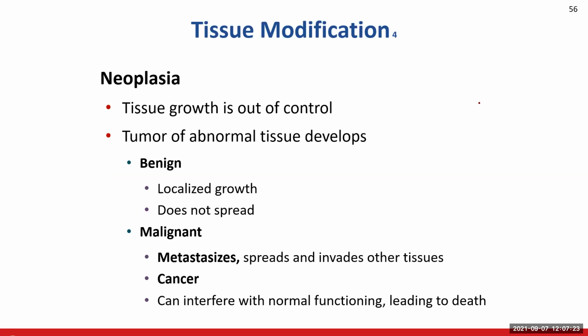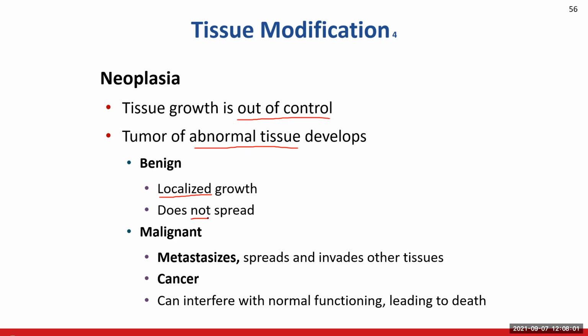And then there's the last type of tissue modification, neoplasia. Neo being new. This is where we're going to see tissue growth occurring at an uncontrollable rate, and that tissue that is growing is an abnormal tissue. Cancer. We hear of cancer. When we're talking about neoplastic tissue, we either describe it as benign or malignant. Benign is going to be localized. It's not spreading rampantly throughout the body. A perfect example would be a mole. It's localized growth, benign.